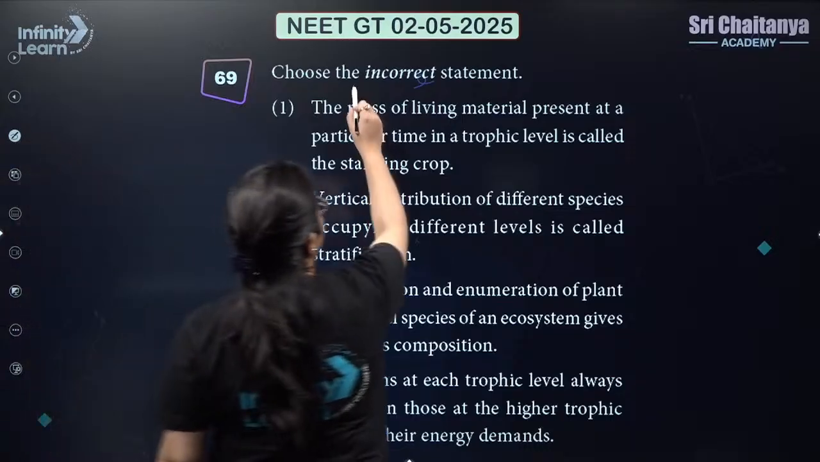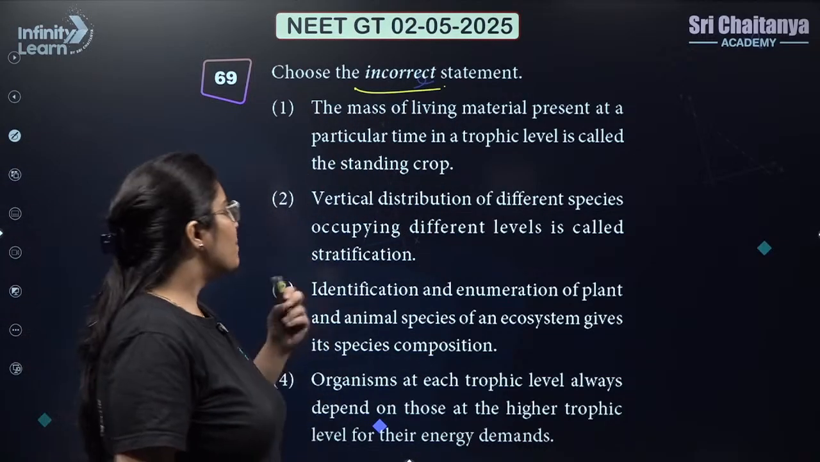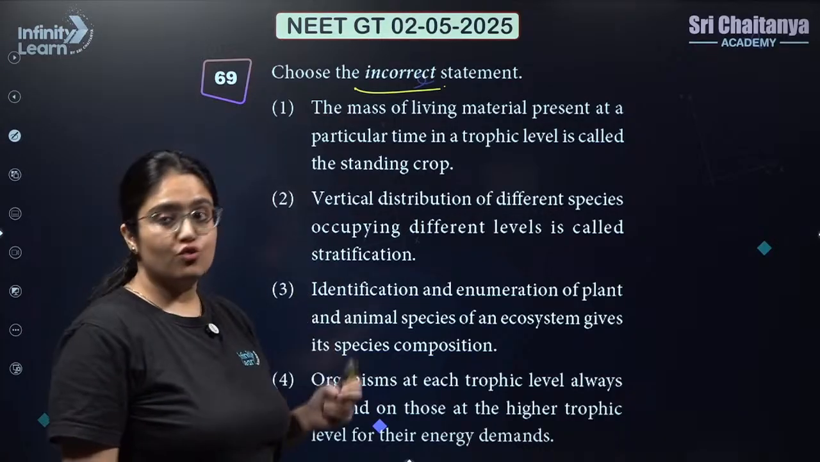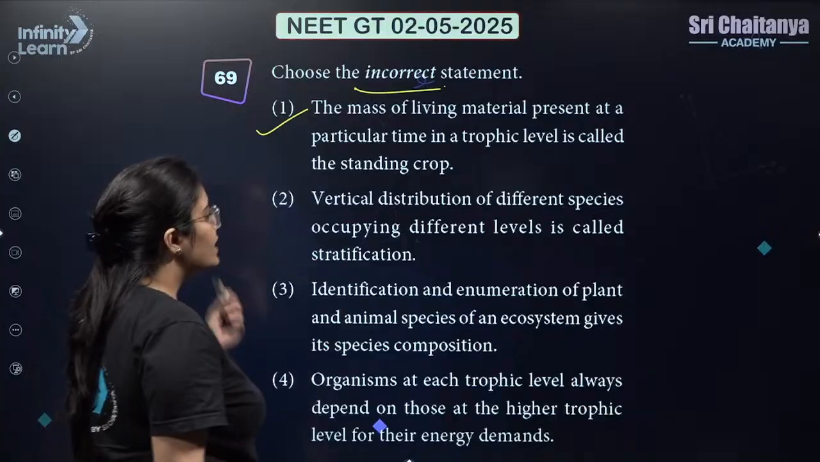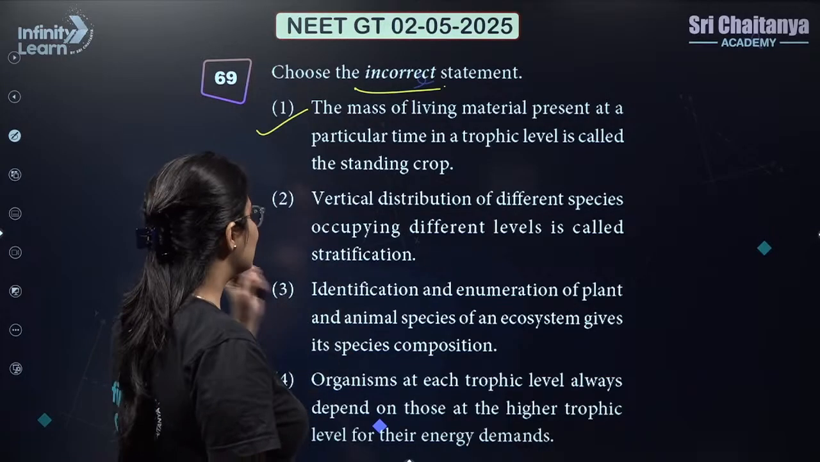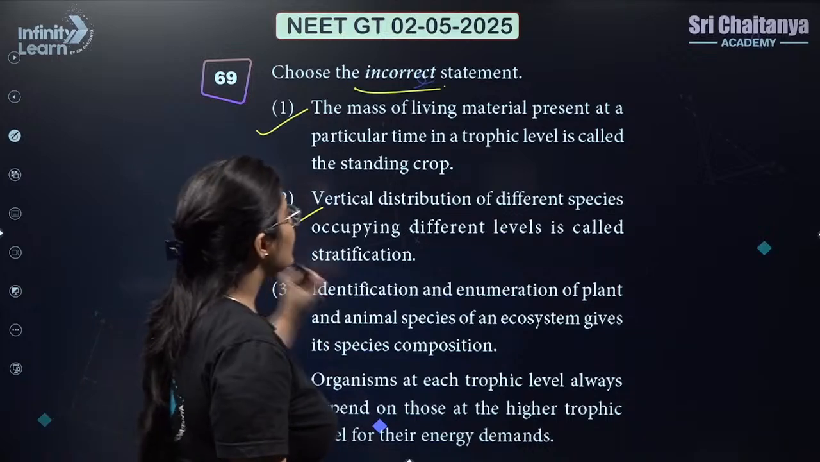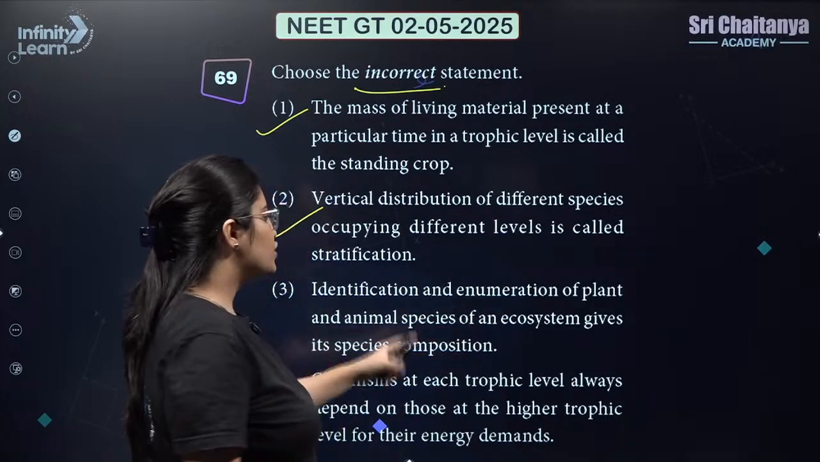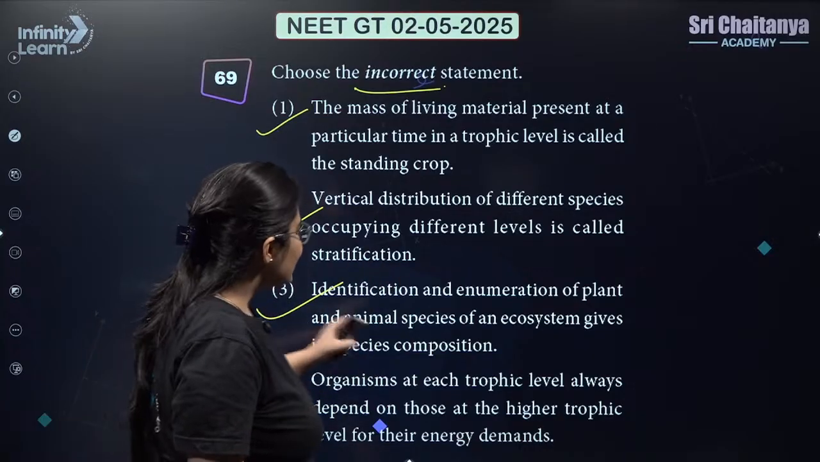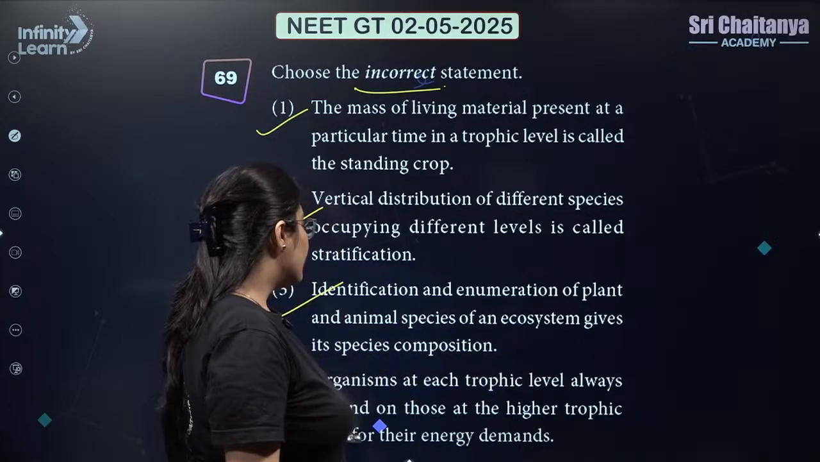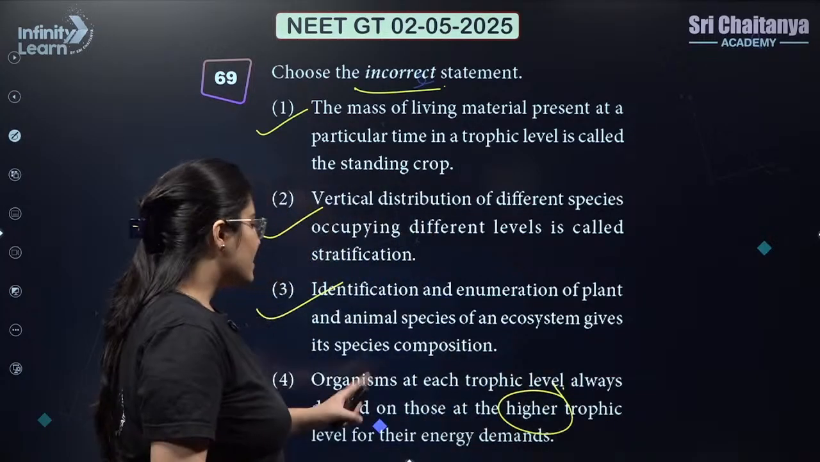Incorrect statement. The mass of the living material present at a particular time in a trophic level is called the standing crop. This is right. Vertical distribution of different species occupying different levels is called stratification. Correct. Identification and enumeration of plant and animal species of an ecosystem gives the species composition. Correct. Organisms at each trophic level always depend upon those at the higher trophic level for their energy demands.